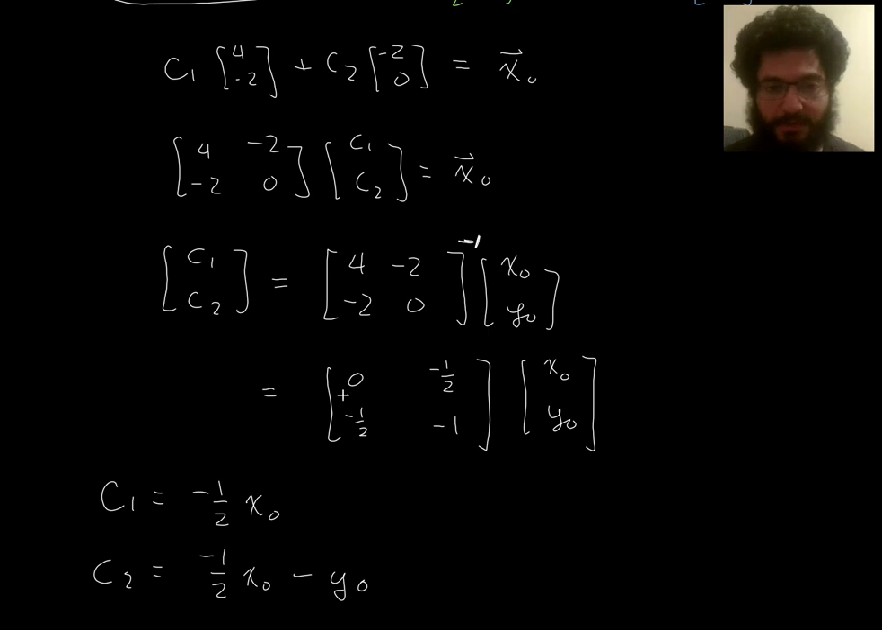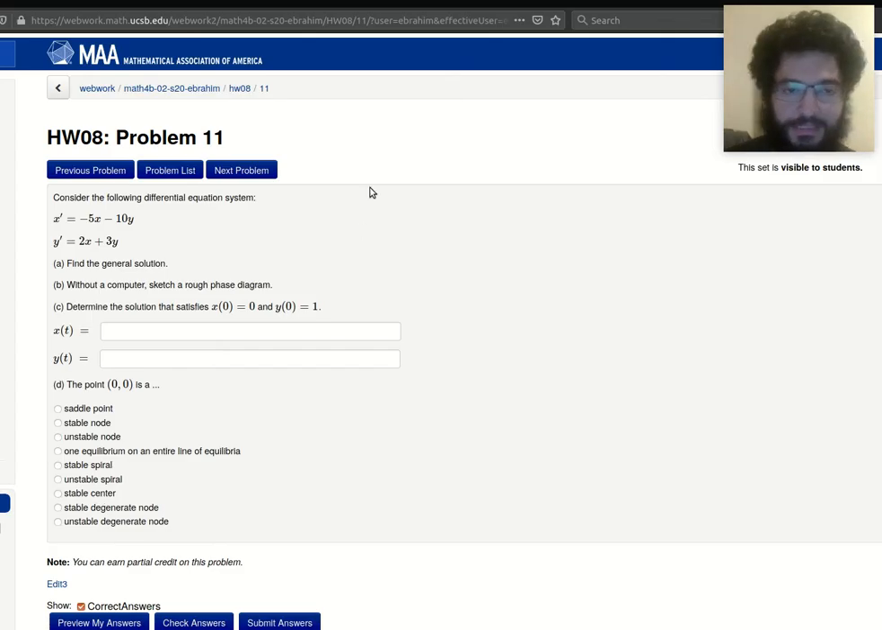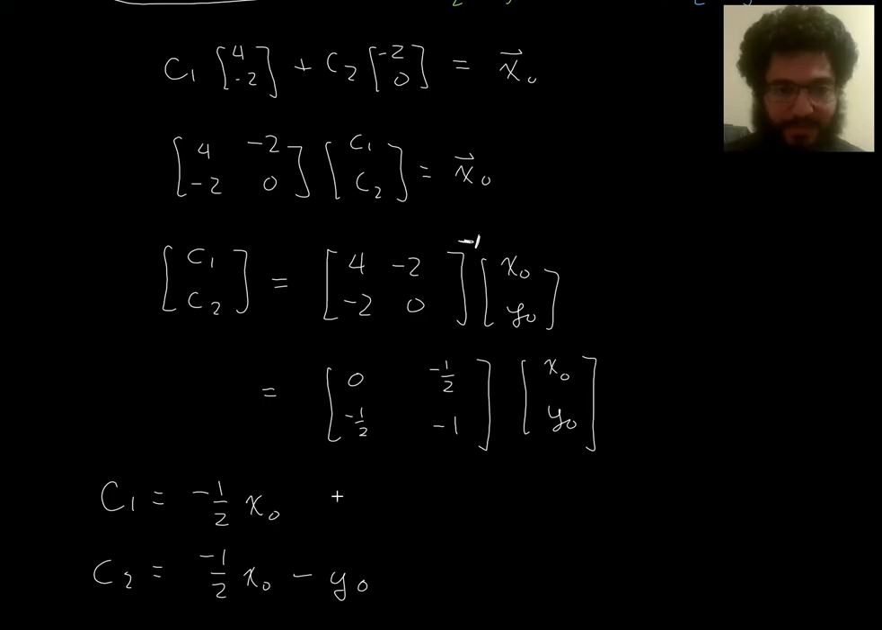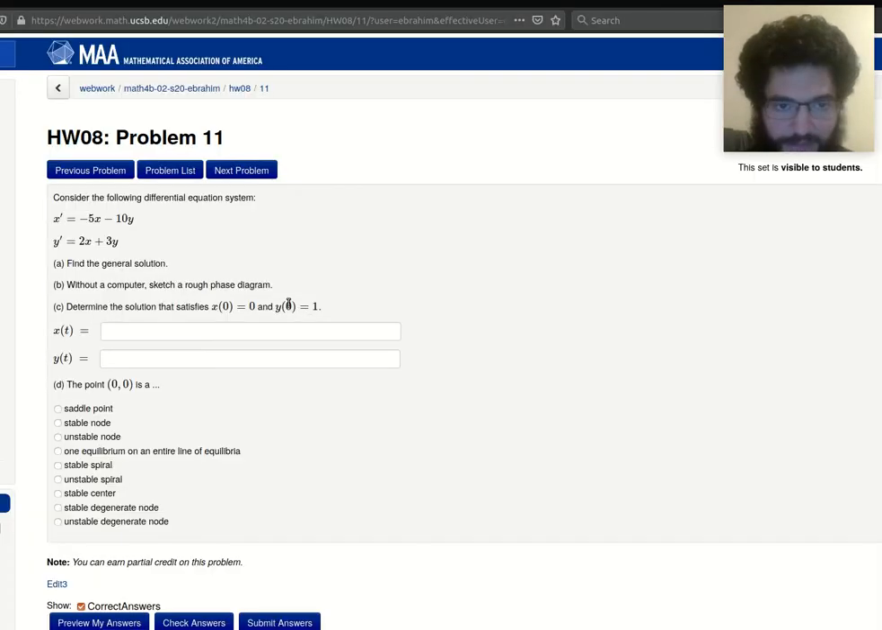All right, now I can go to the WebWork problem and see what it wants from me. It just wants me to put in 0 for my x naught and 1 for my y naught. So basically put the vector 0, 1 in here, or just stick in 0 for x naught and 1 for y naught. Then I get C1 equals 0, C2 equals negative 1. So when x naught equals 0, y naught equals 1. That's what it was, right? Yep.